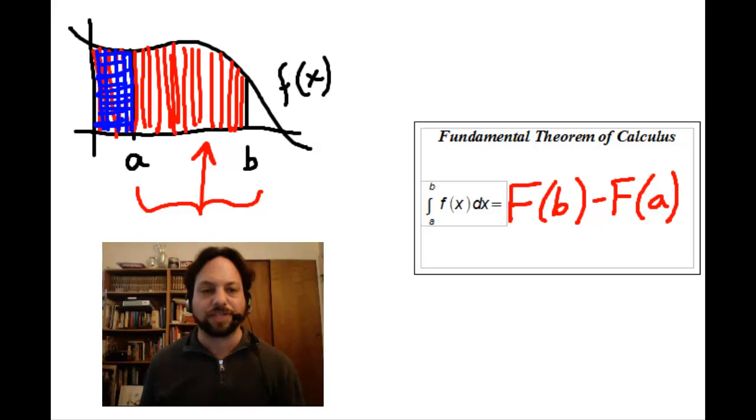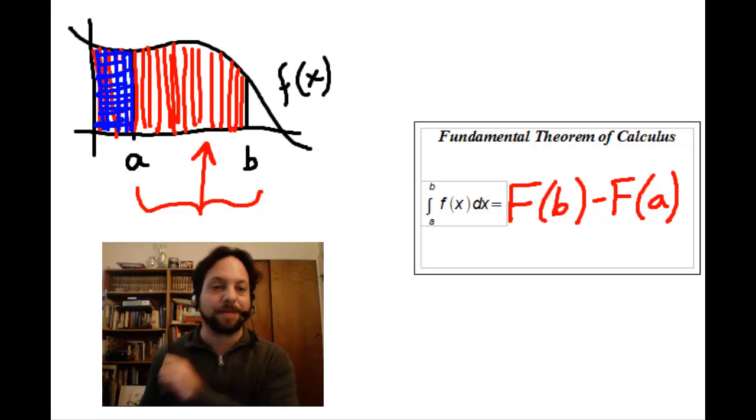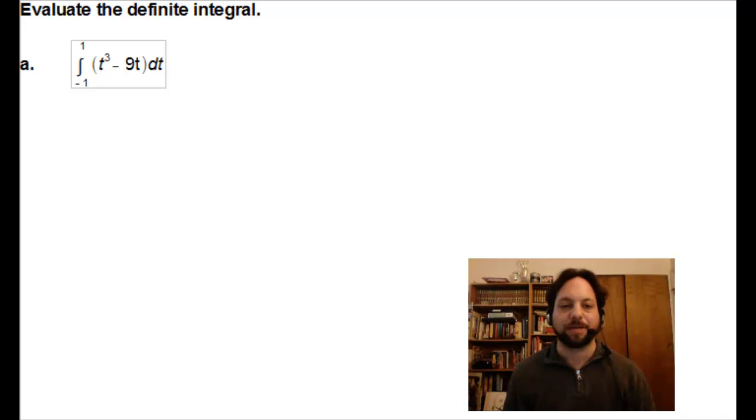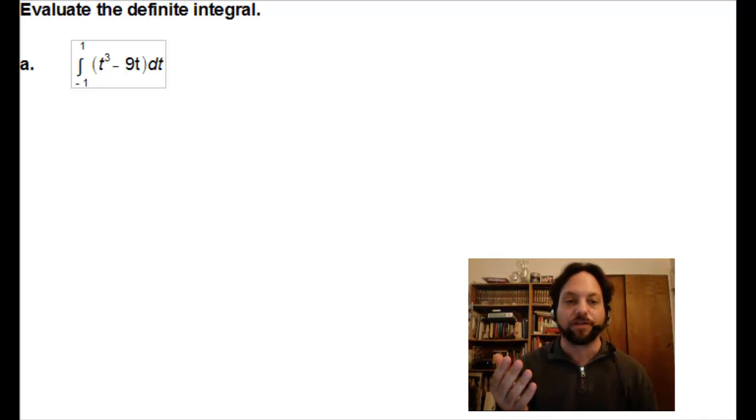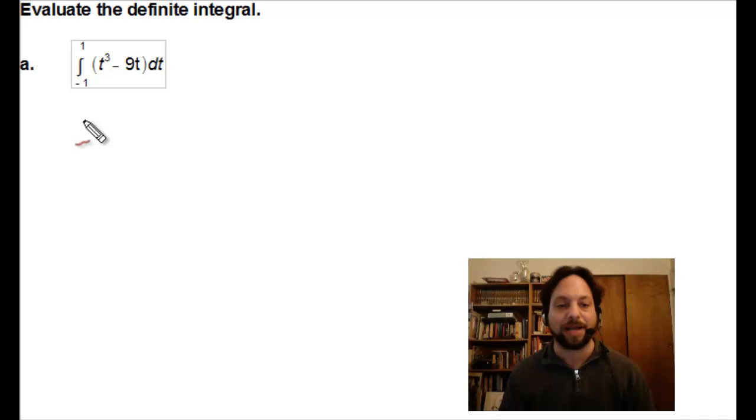Maybe it's a little bit confusing theoretically, but if we do a couple examples, I guarantee it's going to make a lot of sense. So let's take a look at example A right now. In our first example, we're going to integrate the function you see here, t cubed minus 9t, and we're going to integrate that to find the area under this curve between the x values of -1 and +1. So let me show you how it's done. It's really not too bad.